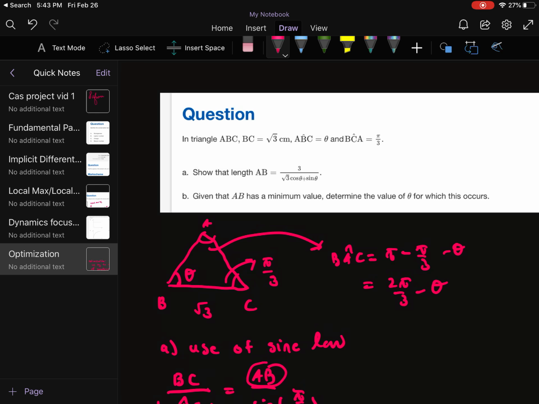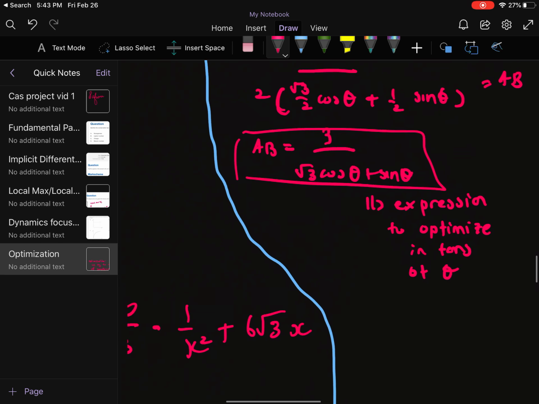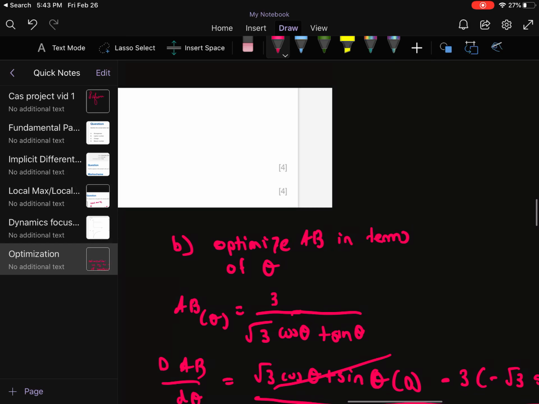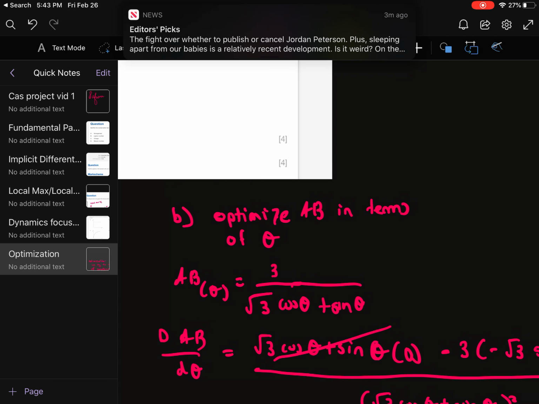So I'm reiterating one more time. You want to optimize the length or the distance of AB in terms of theta. So you want to find the angle that optimizes it. So optimizing AB in terms of theta.